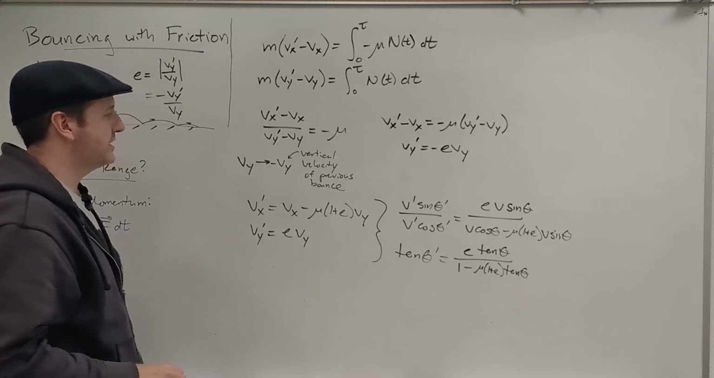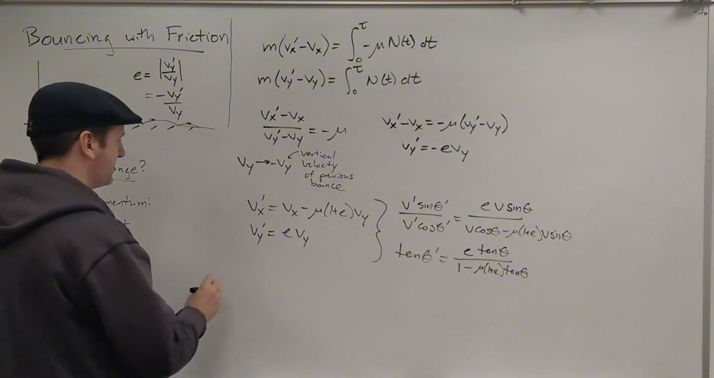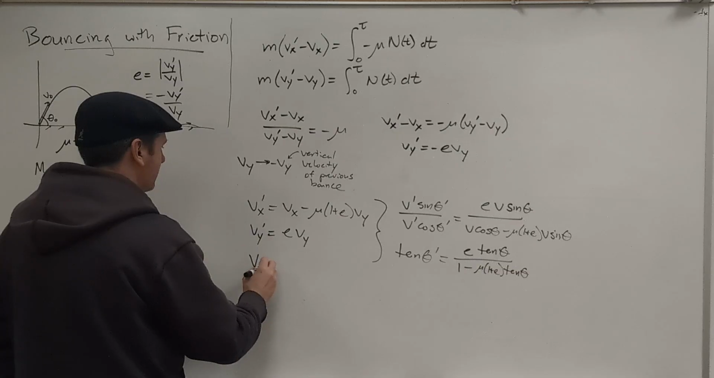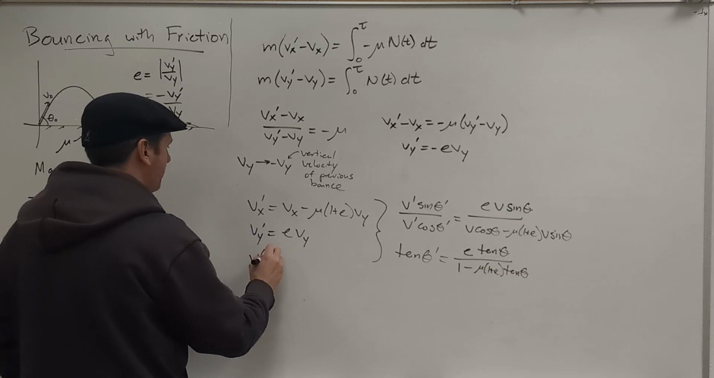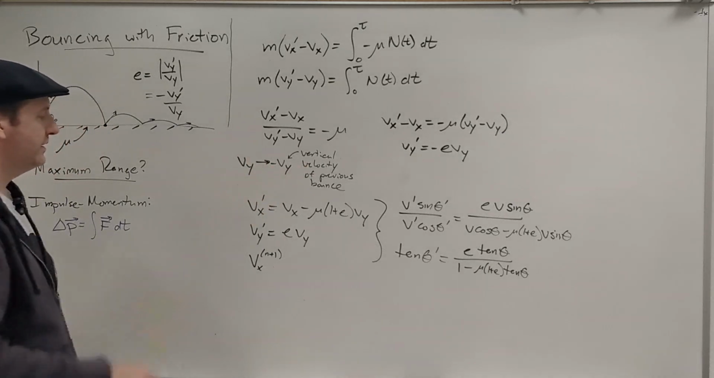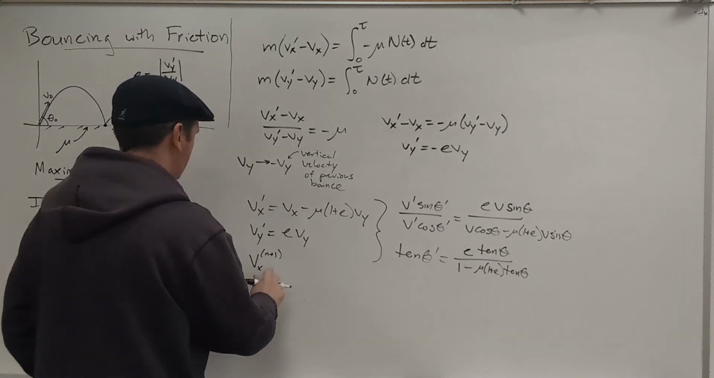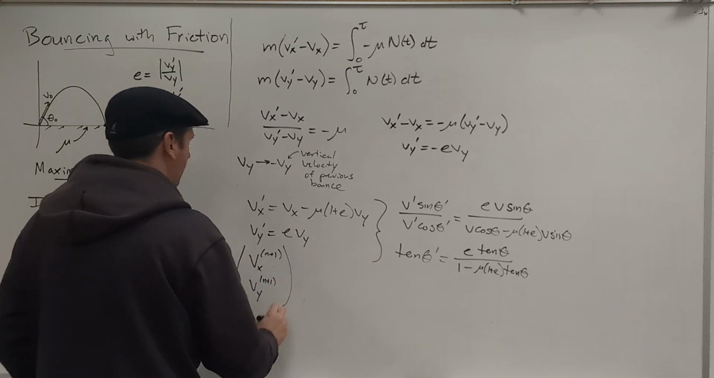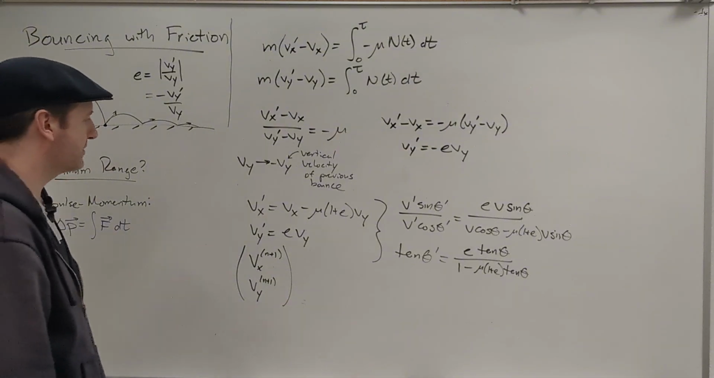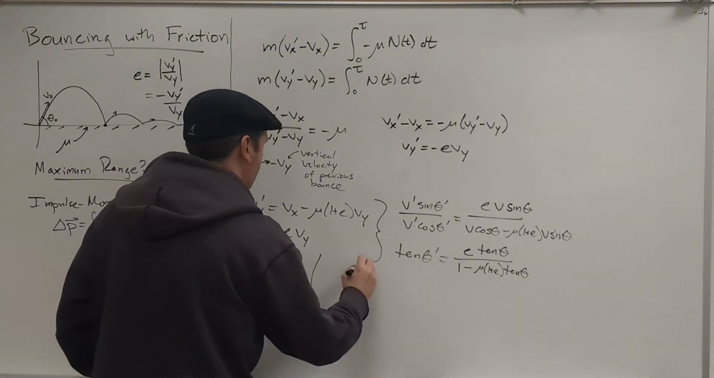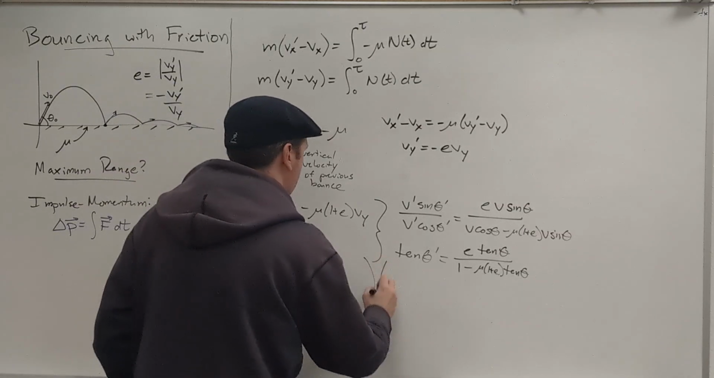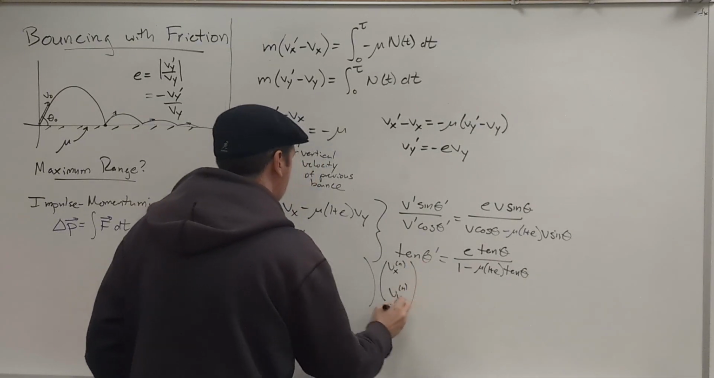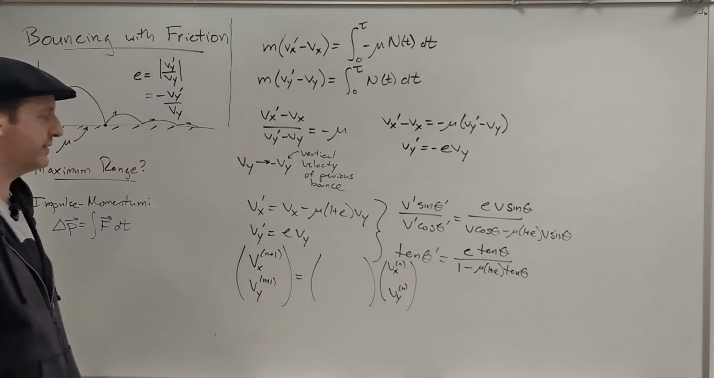Okay, so now we want to look at this as a recursion relation. So I'm going to write this like this. Let's say we've got Vx n plus 1. So this will be the n plus first bounce horizontal velocity. Vy n plus 1. And I'm going to write this as a little matrix. And I want to write this as some 2 by 2 matrix times Vxn, Vyn, which are just these Vx's and Vy's of the previous bounce.